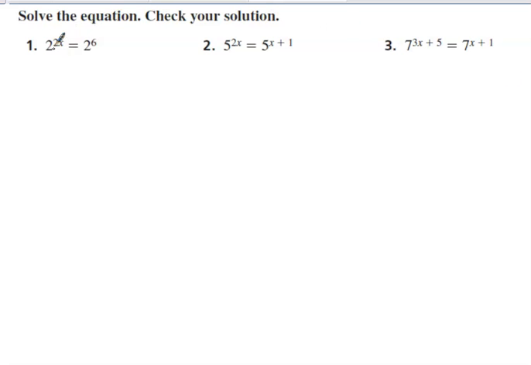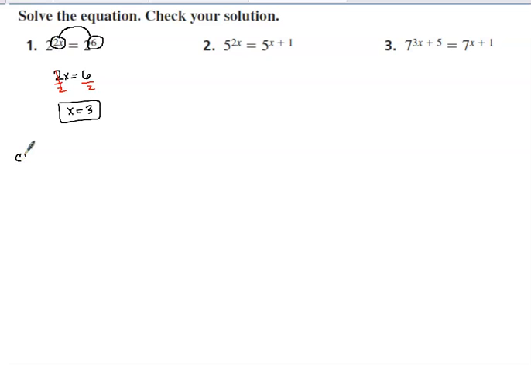Here we have a very similar strategy. The bases are the same, which means the exponents must be the same. But once we set up that equation, we're not done. I know that the exponents must be equal. 2x would have to equal 6 then. But once I set up that equation, I now need to solve. So I go ahead and I divide both sides by 2 to get x has to equal 3.